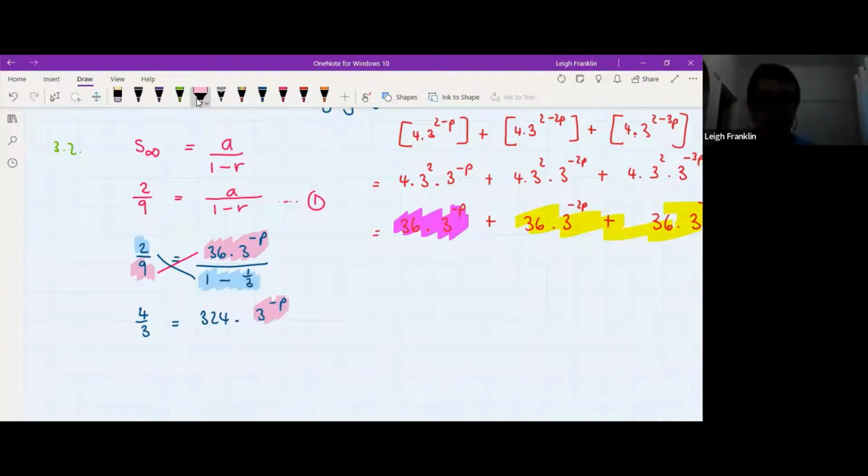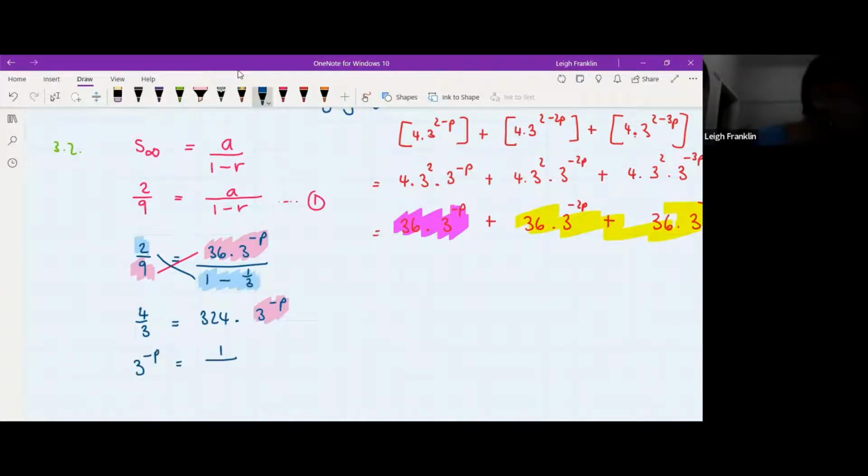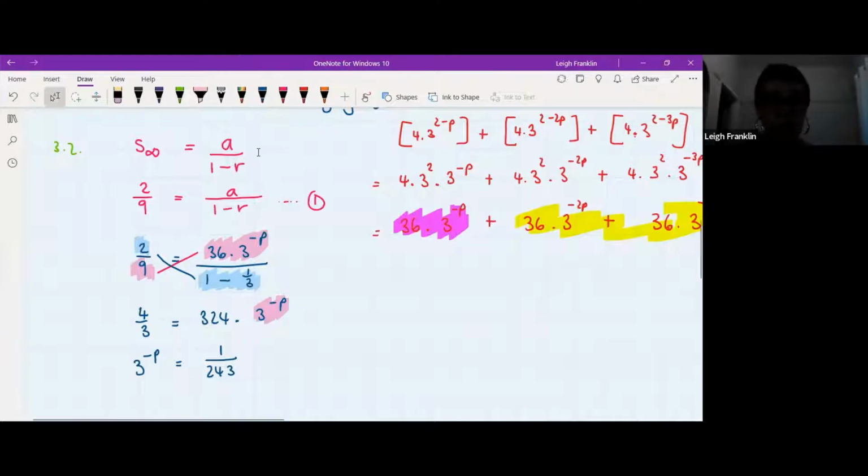And I'm liking what I'm seeing here. I'm getting an answer. I don't know if you guys are getting the same thing. So I'm just going to write 3 to the minus p is equal to 1/243. And I personally am very glad to see that, because I feel as though we're on the right track here. What can I do from this point? What do you guys think we should do?